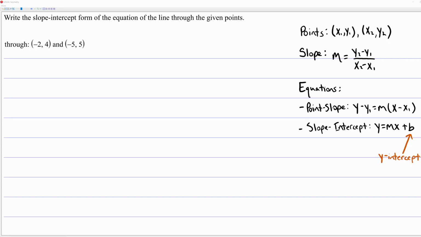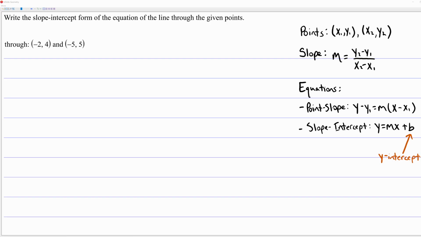Hi everybody. This video is going to be a quick recap on how to write equations of lines. On the right side of the screen is the notation we'll be using. When we're talking about points, we'll call them x1, y1, x2, y2. Our slope formula is y minus y over x minus x.